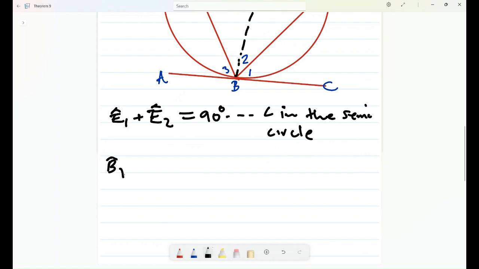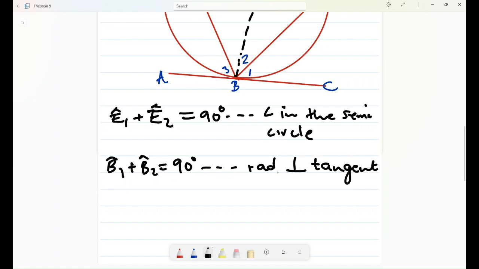Angle B1 plus angle B2, it is equal to what? 90 degrees. Why are we saying that? Radius is perpendicular to tangent. You can say radius perpendicular to tan.